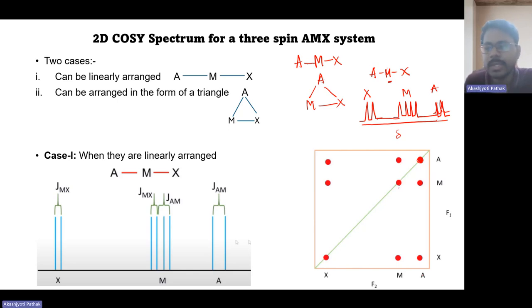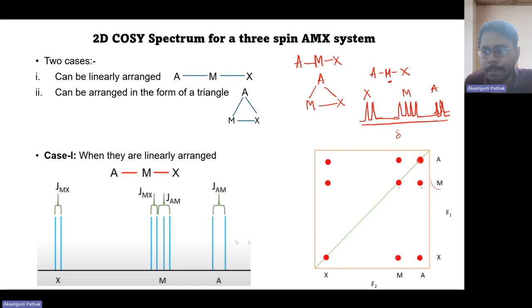Then similarly, if you move to the M nuclear spin, first you will always get a diagonal peak. And now if you look for the cross peak, this M is coupled to A and it is also coupled to X.